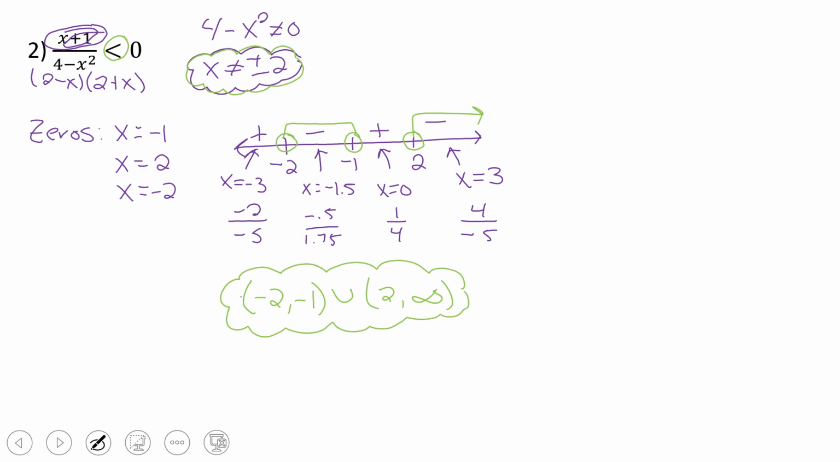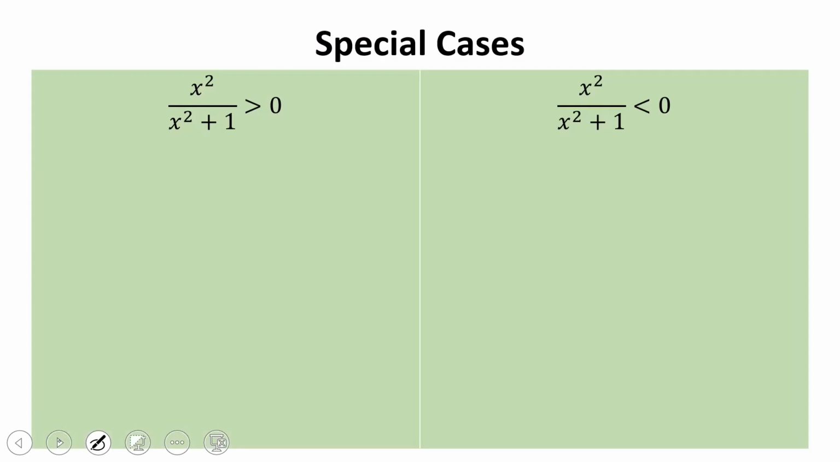Okay. The next slide, we're going to talk about some special cases. So these are interesting because when I go to find my zeros, right, in the numerator, I get x equals 0. But in the denominator, these would be imaginary zeros. And we are only going to work with the real zeros.